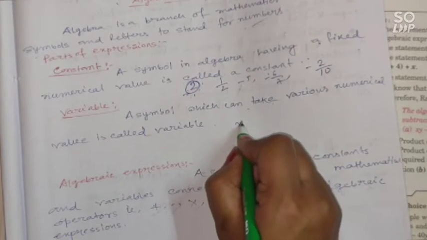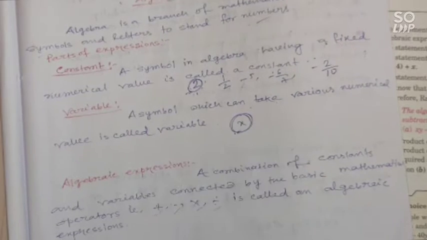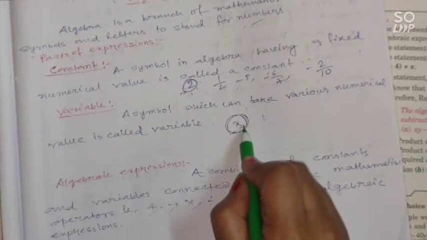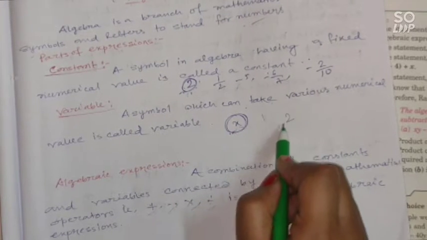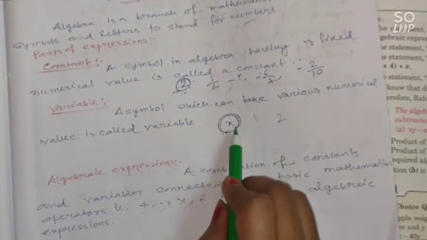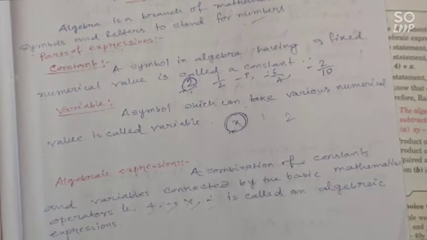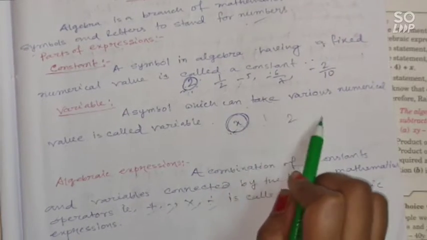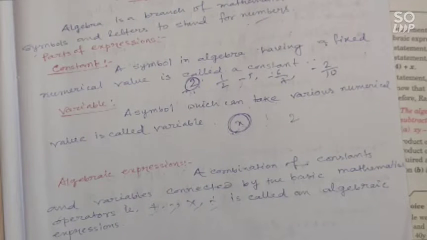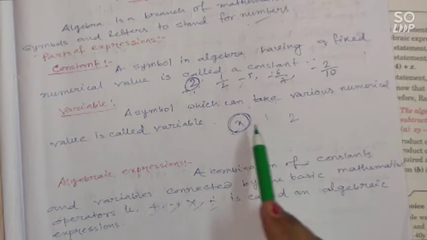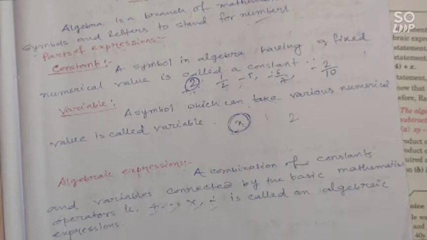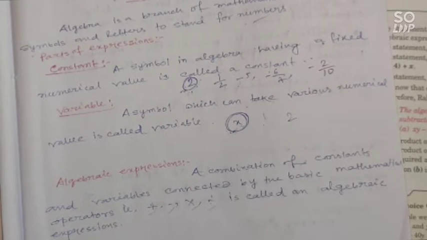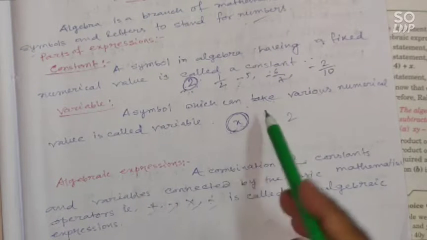Suppose if I write here x. Can you tell me what is the value of x? If I take the value of x as 1, this value will be 1. If I take the value as 2, this value will be 2. So that means x can take various numerical values. We can denote the value of x as 1, 2, 10, suppose 100. So x does not have a fixed value. The value of this symbol can take various numerical values. So this is called variable.